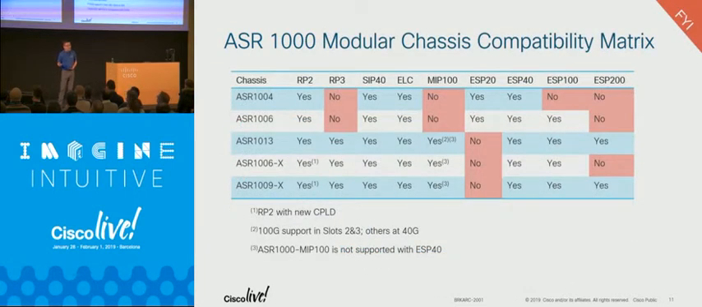So this table gives you the compatibility matrix, what module is supported in which chassis. Pretty straightforward to read, okay? So let me know if you have questions.